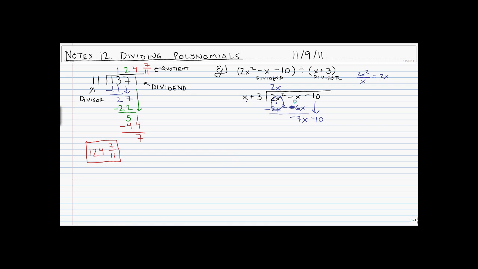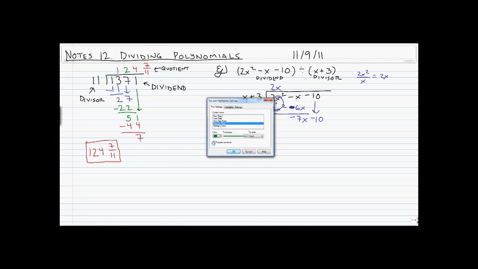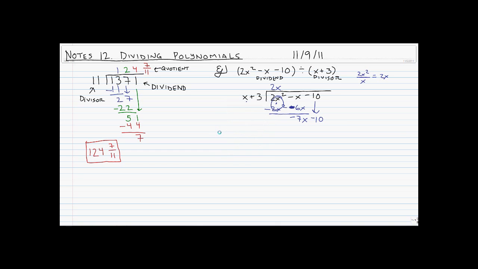And now we repeat the process again. And in order to make clear that I'm doing it the same way as before, I'm going to change to a green pen just like before. So from here, we now need to ask ourselves, how many times does x go into negative 7x? If you don't see it right away, that's okay. You can kind of think off to the side. What is negative 7x divided by x? Of course, the answer is negative 7. So our next number up here in our quotient is negative 7.